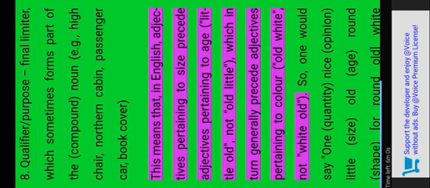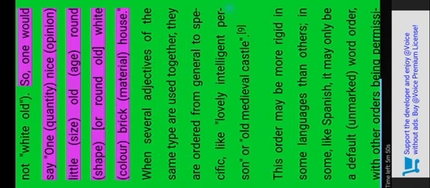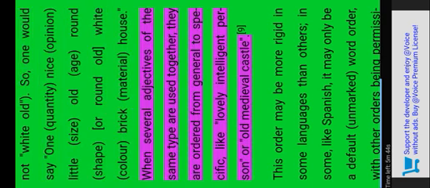This means that, in English, adjectives pertaining to size precede adjectives pertaining to age, little old, not, old little, which in turn generally precede adjectives pertaining to color, old white, not, white old. So, one would say, quantity: one, opinion: nice, size: little, age: old, shape: round, color: white, material: brick, house. When several adjectives of the same type are used together, they are ordered from general to specific, like, lovely intelligent person, or, old medieval castle.